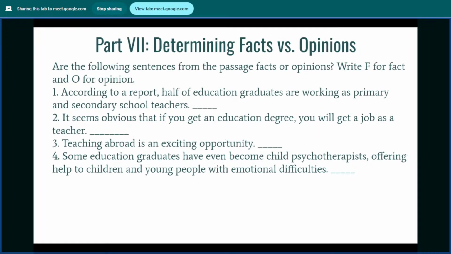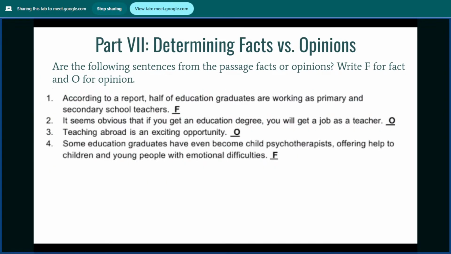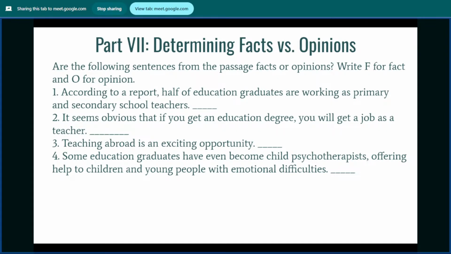Okay. Now, again, you have some sentences. Are the following sentences from the passage facts or opinions? That's what you have to try to guess over here. The first one over here, as it is given in the passage, it will become kind of a fact. Okay, as it is given in this particular passage.